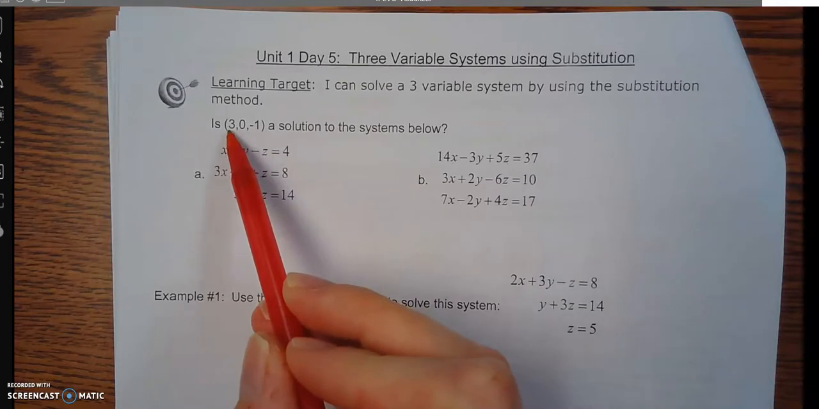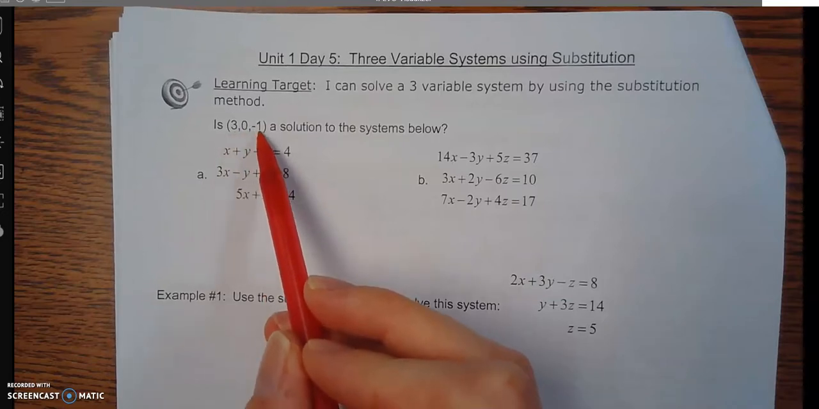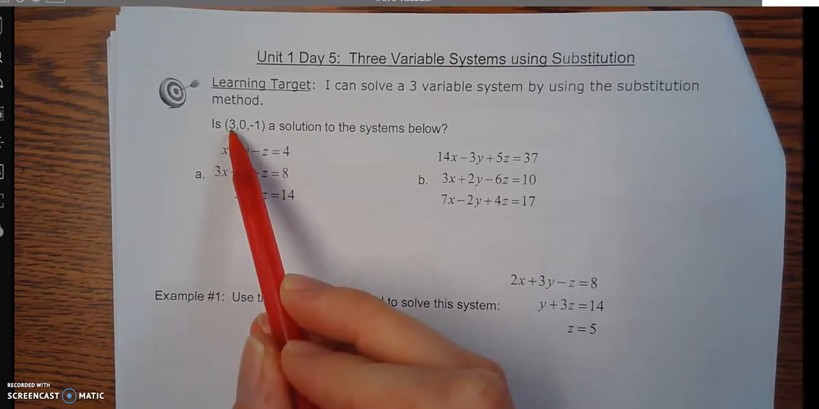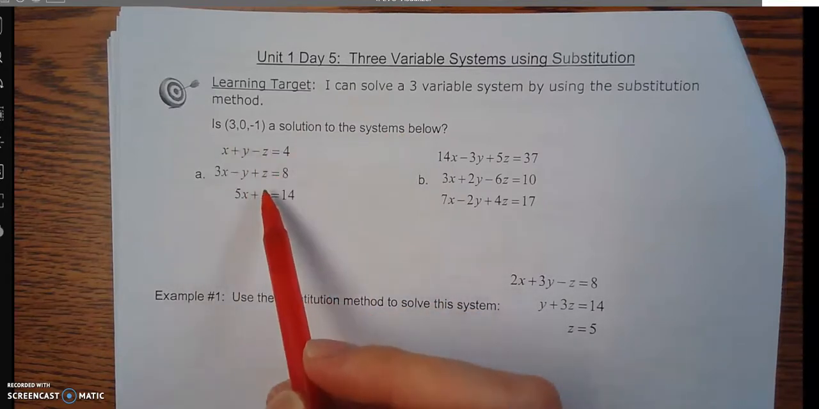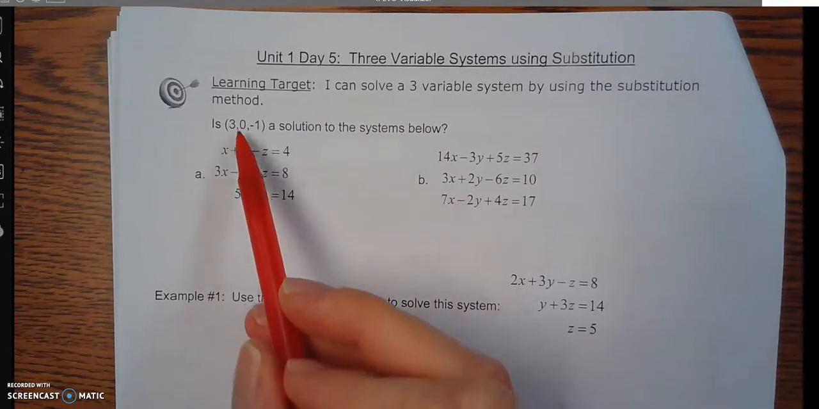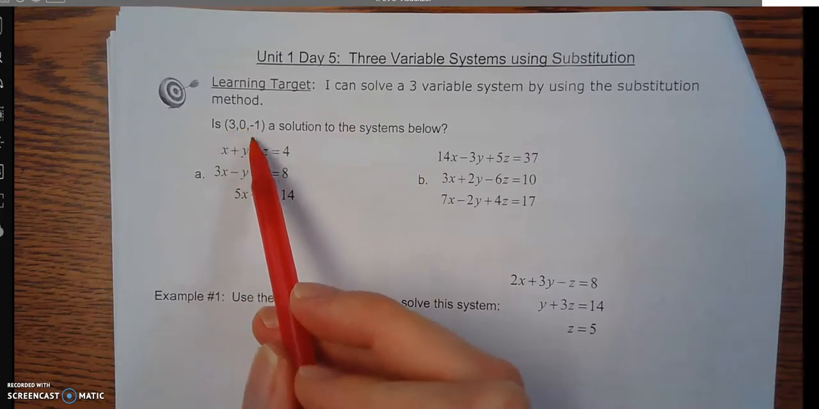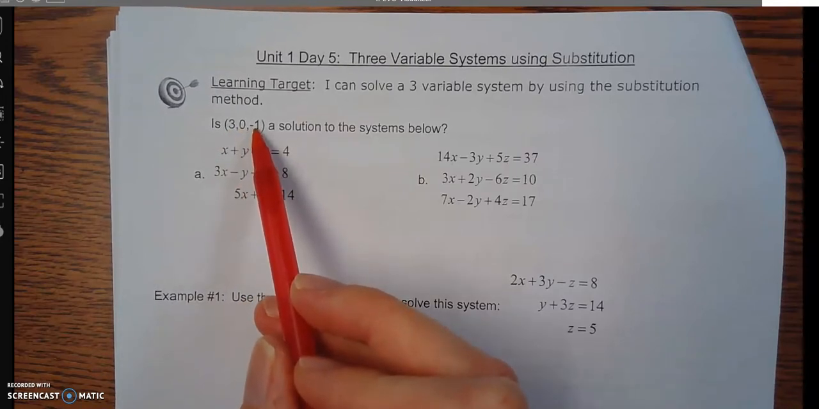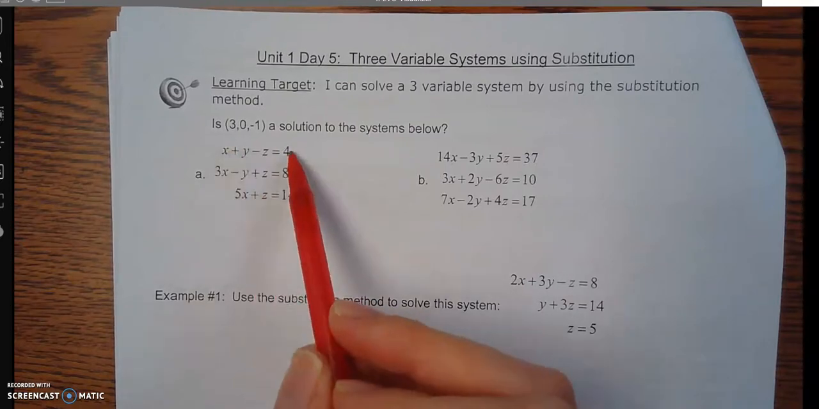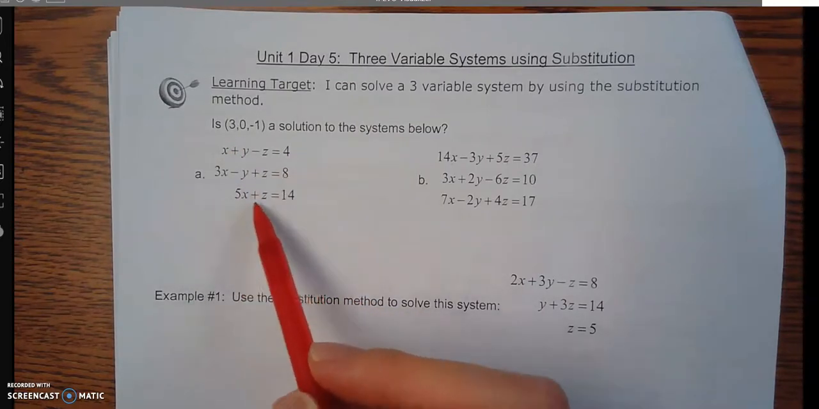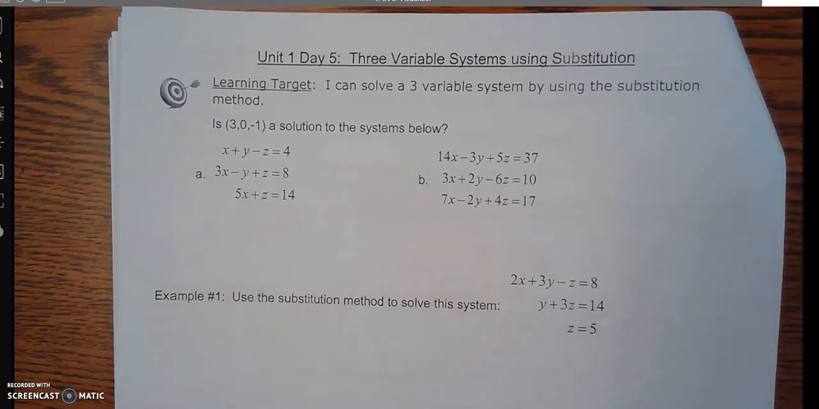We had ordered pairs before. We had an x and a y. Well, now this is considered an ordered triple, as an x, a y, and a z. So they're asking, is 3, 0, negative 1 a solution to this system below here? The only way to find that out is to plug in 3 for x, 0 for y, negative 1 for z into all three of these to see if it makes them true. Does the first one equal 4, the second one equal 8, and the last one equal 14?